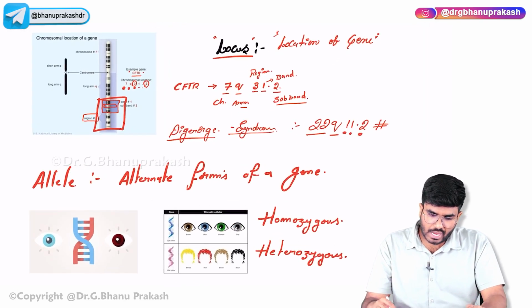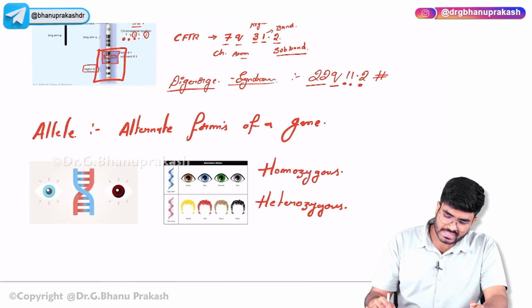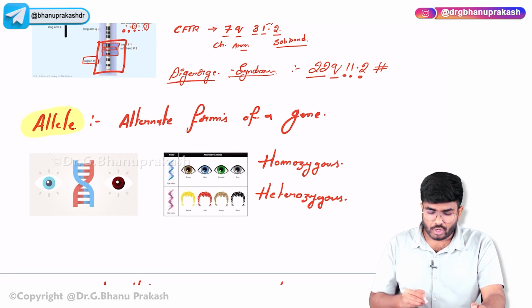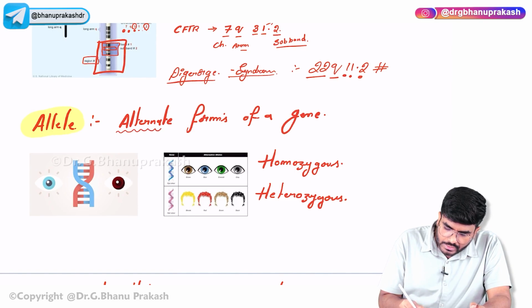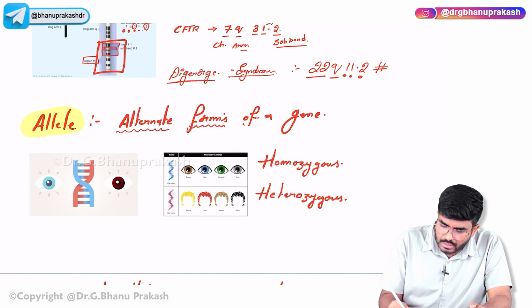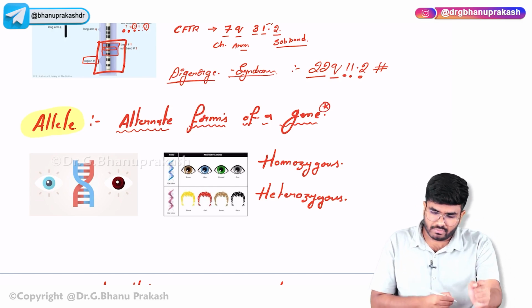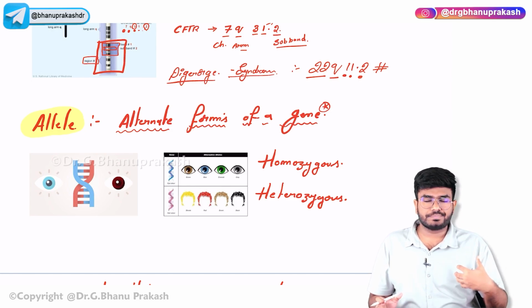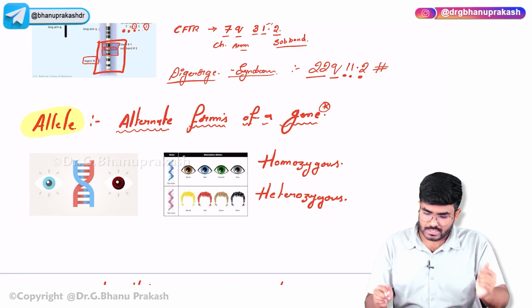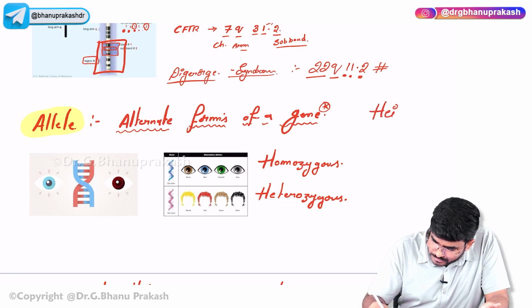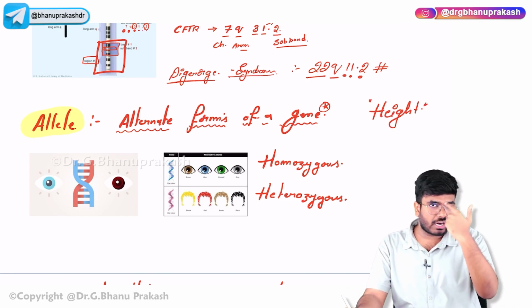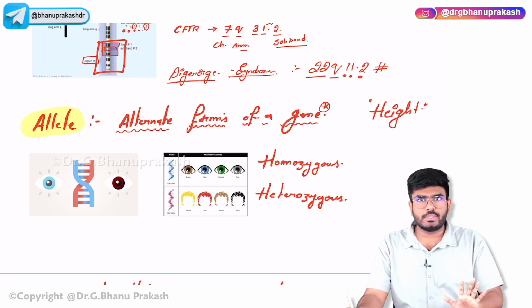After this, the next point I want you to know is allele. What exactly is an allele? Allele means alternate forms of a gene. Let's take one gene, for example, a gene that is responsible for my height. Or a color gene, or a gene for an enzyme, or a gene for the color of my eyes. Anything can be a gene.